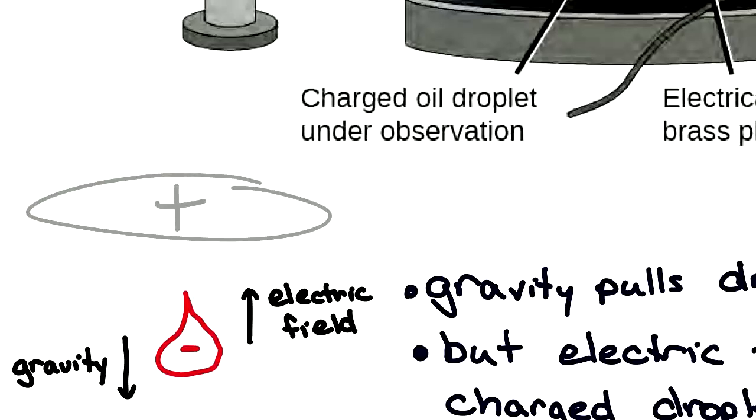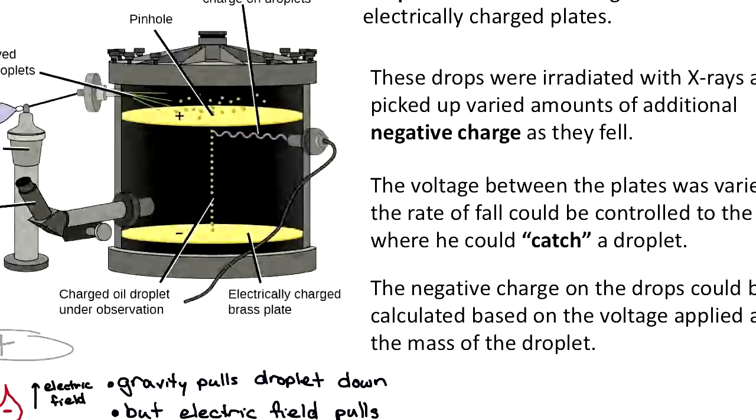So all of this was happening at the same time. He would spray, he would irradiate with X-rays, and then he would turn on an electric field at the same time. The point of that electric field was to attract that negatively charged particle upwards. So what's happening to this droplet is that gravity is pulling it down, and the electric field is pulling it back up. What he was able to do was catch individual oil droplets that were negatively charged when he turned on that electric field, and he did that a bunch of times, where he caught individual oil droplets that were negatively charged.